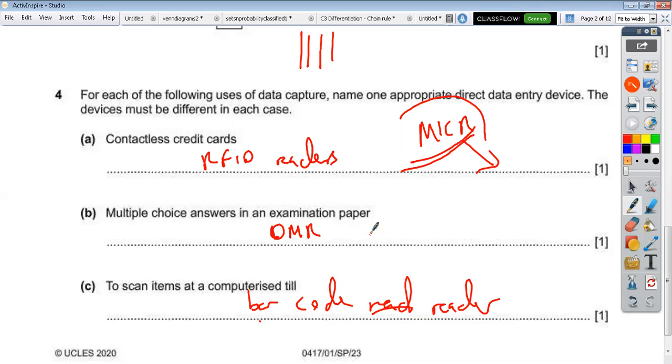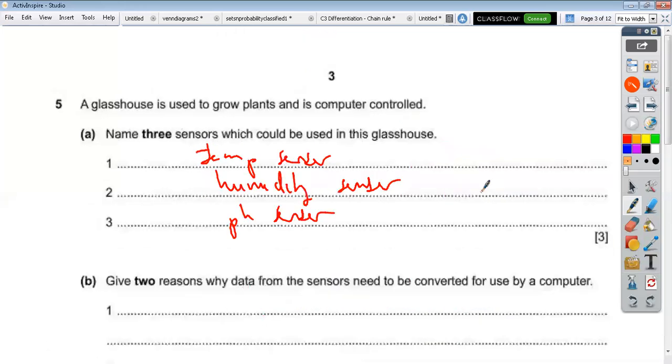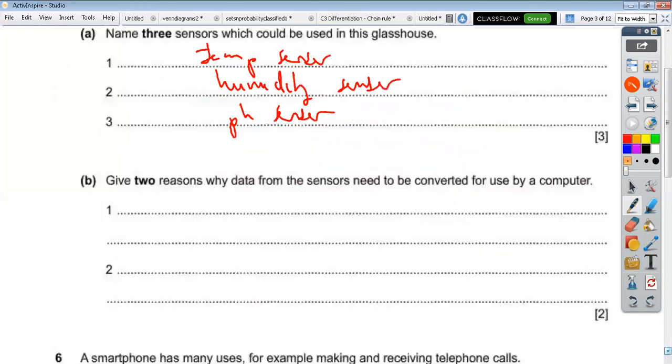Magnetic ink character reader, or recognition. Where do we use that? To read special ink on a bank check. That's the only place it's used, to read special ink on a bank check. Go and revise your book. It seems as if you are forgetting the basics of ICT.